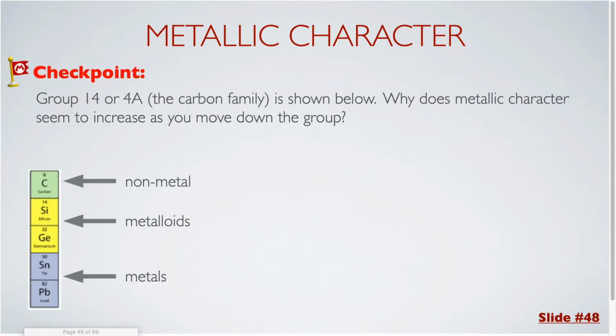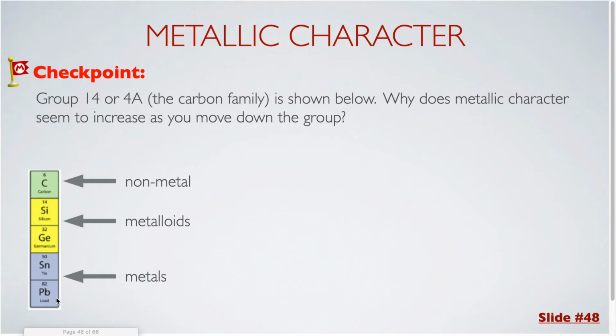In group 14, or 4A, which is the carbon family, why does the metallic character seem to increase as you go down a group? So we're starting with carbon, which is a nonmetal. We have silicon and germanium, which are metalloids in the middle. And by the time we get to the bottom of this family, we have tin and lead, which are metals.